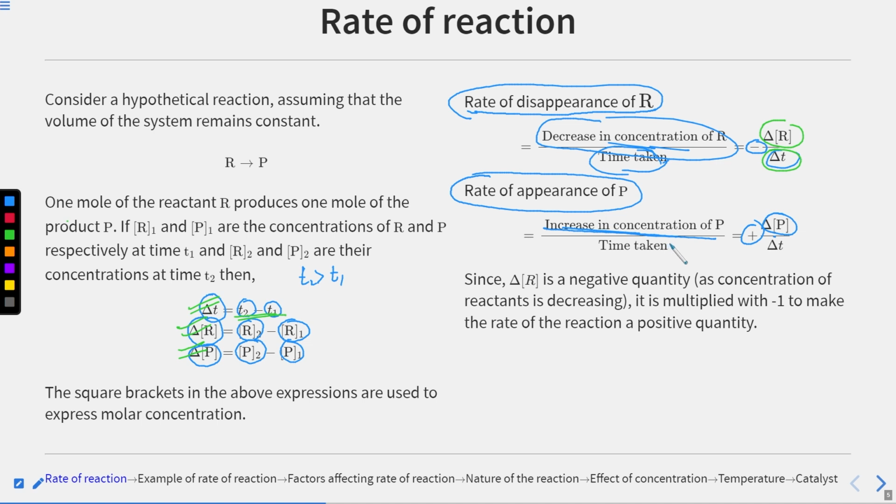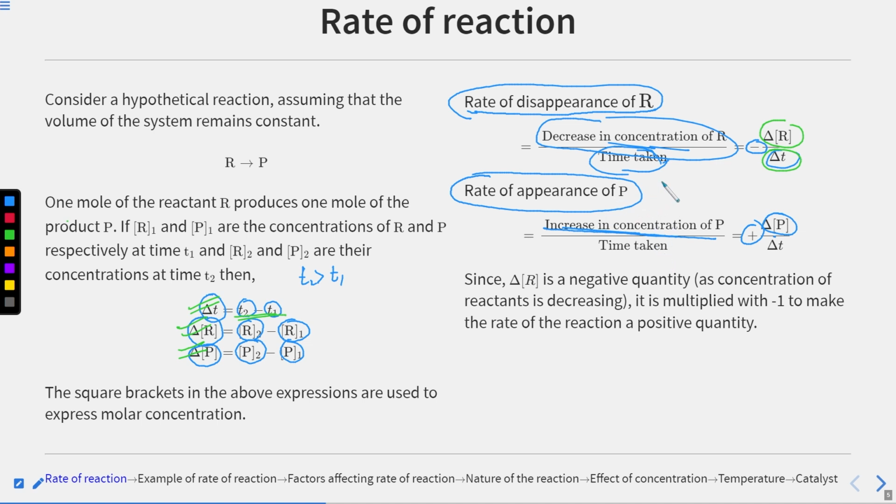So if we are seeing the change in the product, then it would be positive, obviously, because the product concentration has increased. So final minus initial would give you a positive value. So we do not need to put a negative sign against it, so that the rate of reaction can be counterbalanced, or the negative can be counterbalanced. So we do not need a negative sign against it.